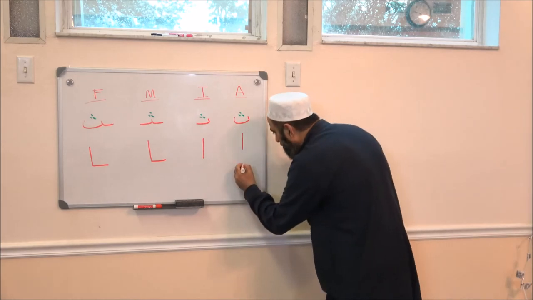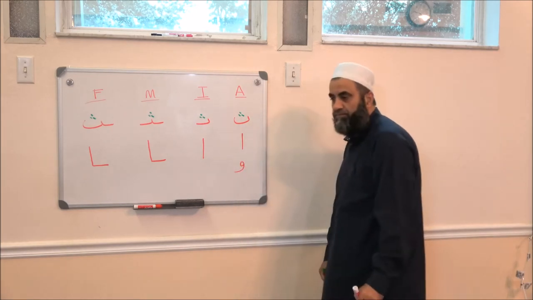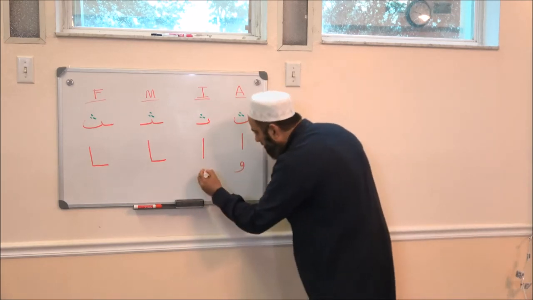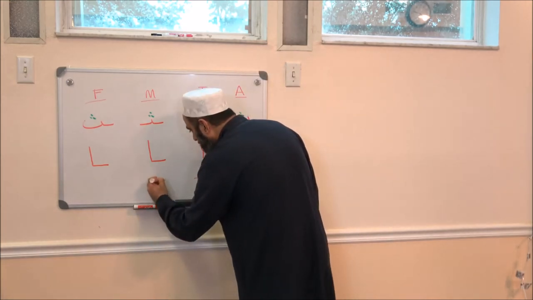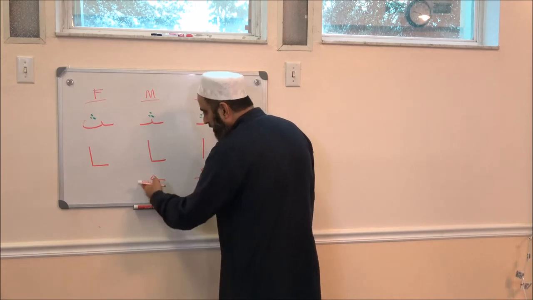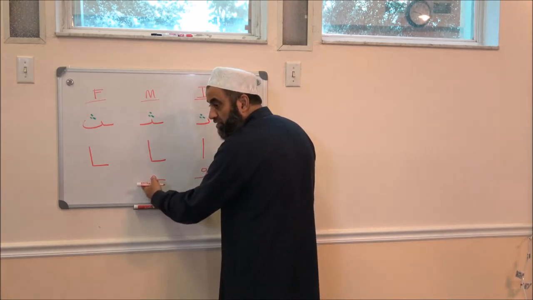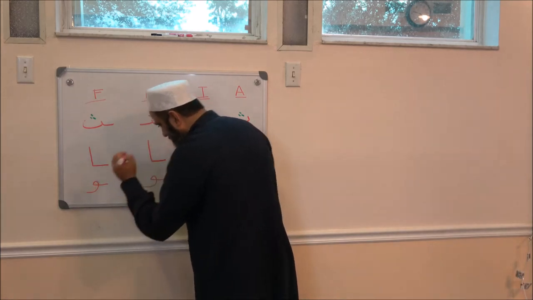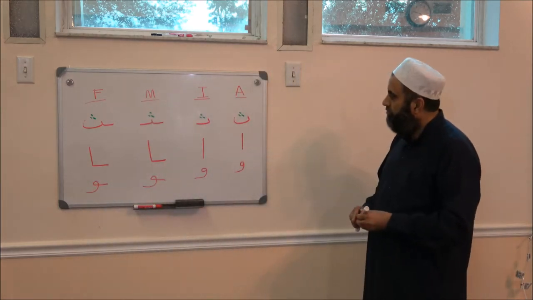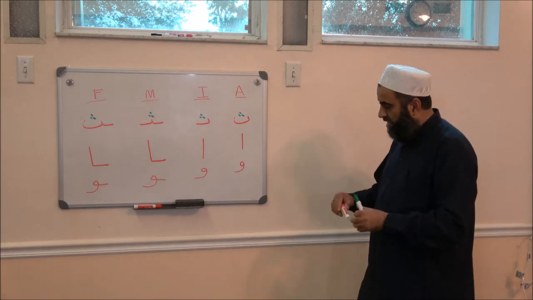Let's take the U. Same thing. In the middle, connection, letter. It does not connect from here because it's a non-connected letter. And at the end, connection, letter. Let's have the Ya.